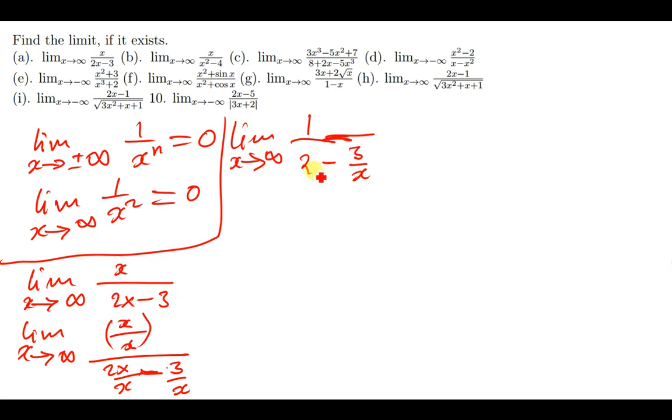So the first part here will give us what? The limit of 1 when x is approaching infinity: the limit of any constant when x is approaching any value is simply that same constant.